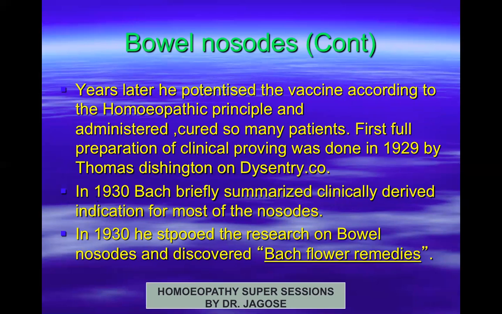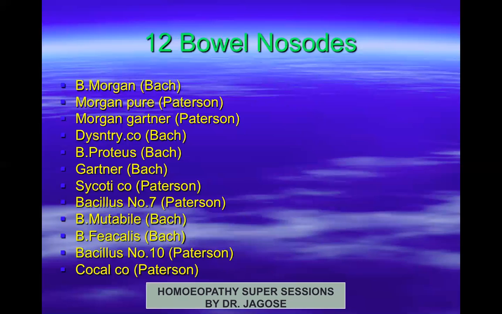The first fully prepared clinical proving was done in 1929 by Thomas Dishington on the remedy Dicentrico. In 1930, Bach briefly summarized clinically derived indications for most of these nosodes. And in 1930, he stopped the research on bowel nosodes and discovered the Bach flower remedies. Now there are 12 bowel nosodes: B. Morgan, Morgan Pure, Morgan Gartner, Dicentrico, B. Proteus, Gartnia, Psychotico, Bacillus number 7, B. Mutable, B. Fecalis, Bacillus number 10, and Cocal Co.